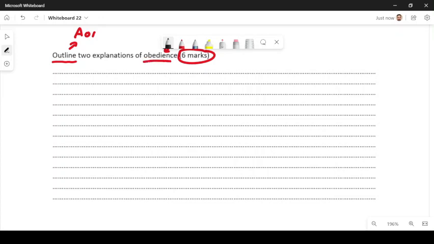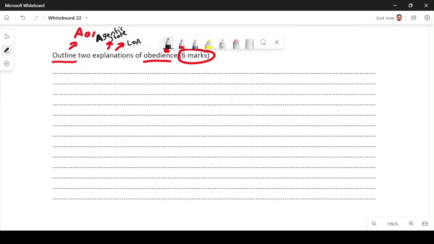And then we have our 2 explanations of obedience. Now, technically I would count 4 explanations, and obviously we need to focus just on 2. So you might want to have a think to yourself, if you haven't done already, what are those explanations of obedience? We have the agentic state, and I'm going to pick legitimacy of the authority. Now, we also have situational variables and the dispositional explanation, but I've gone for these.